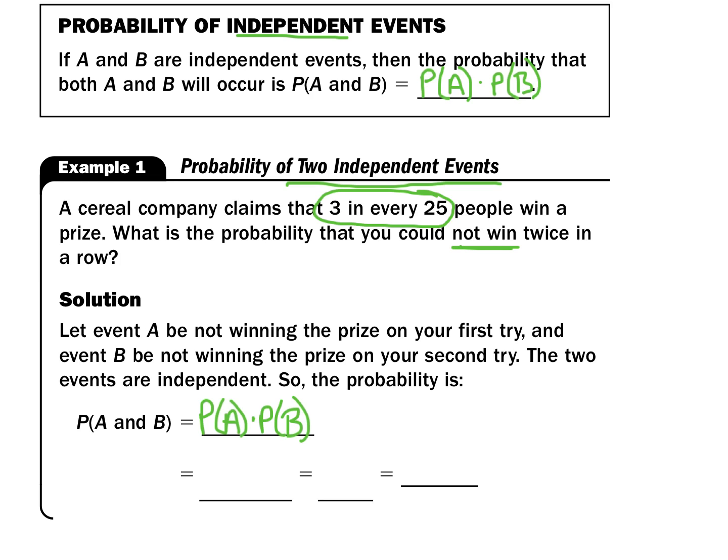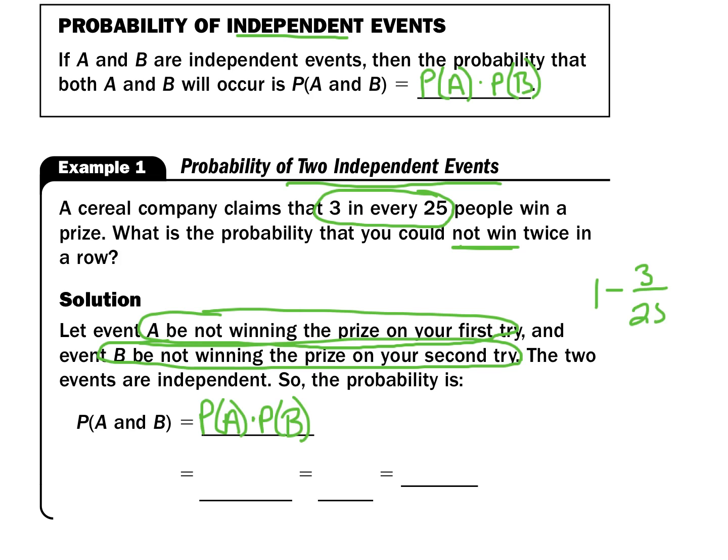Now we have to be careful because A is not winning the prize on the first try, and B is not winning the prize on the second try. The two events are independent of one another. So not winning a prize on the first try is 1 minus 3 out of 25, because 3 out of 25 is winning the prize. So 1 minus 3 out of 25 is 22 out of 25.